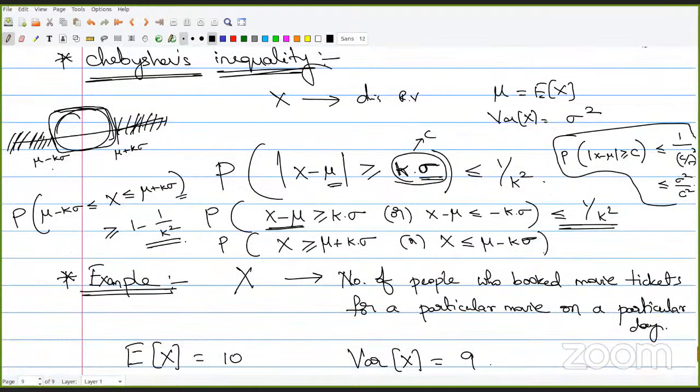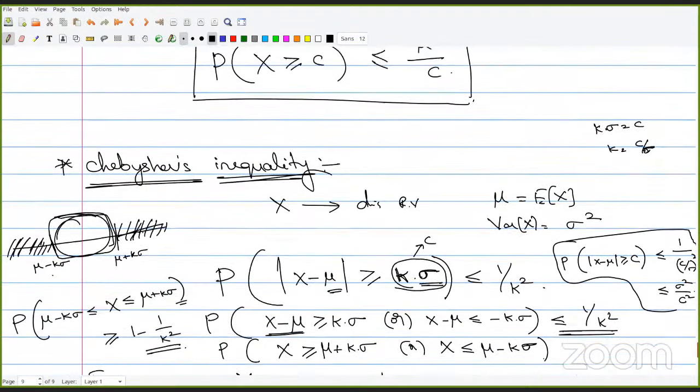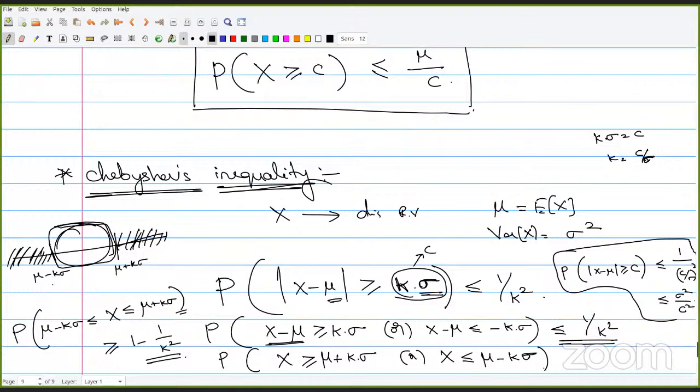Sir, can you please explain why Chebyshev's inequality is used? See, sometimes we cannot actually find the actual probability. Instead of calculating the actual probability, what we do is find an upper bound or lower bound for that particular event. Some sort of guidance kind of thing.